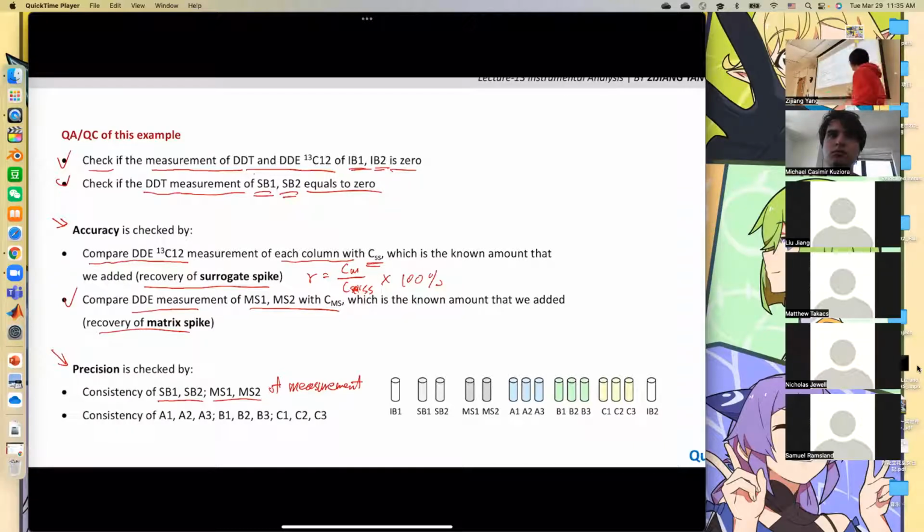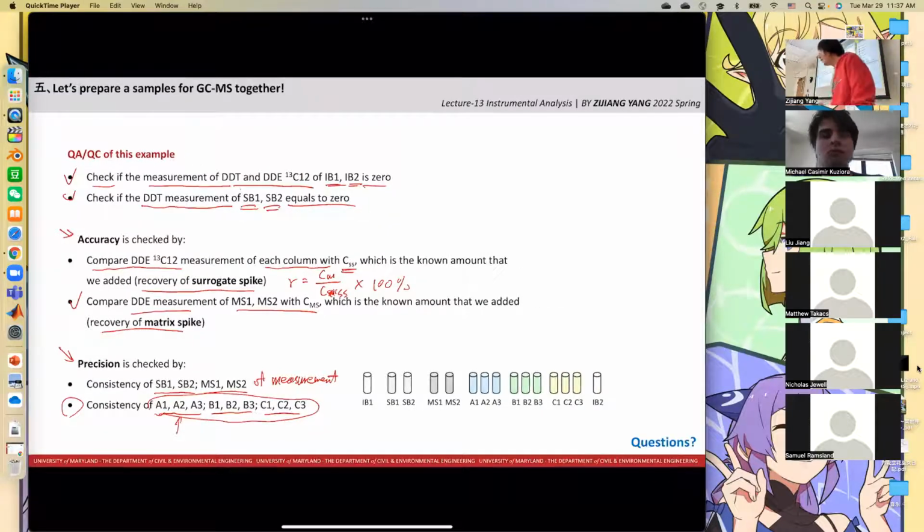And finally, we just go to our measured sample. This is the last step. We compare the consistency, or the standard deviation, of the measured concentration in A1, A2, A3, and for sample B and for sample 3. After this whole process, as long as all of these are good, we can say that the measurement of this result is reliable. So for this one, do you guys have any questions? No?